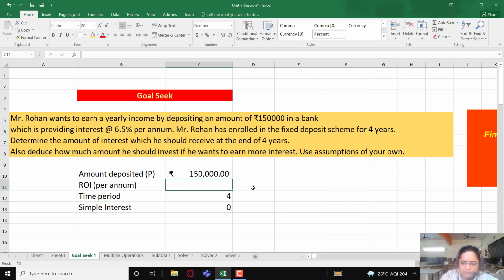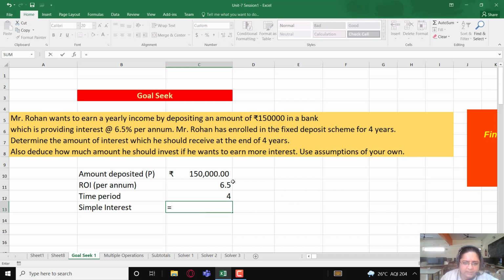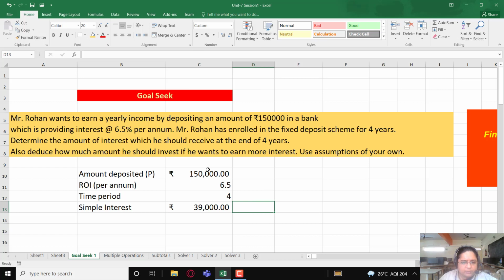So if you get confused by this, you can simply write 6.5 over here, reduce the decimal points, and here you can simply just multiply the 3 and divide it by 100. So this way you get the value, and just format this as rupee, and you will be able to see that the simple interest which he should get at the end of 4 years is what? 39,000 rupees. So this was first part of the question.